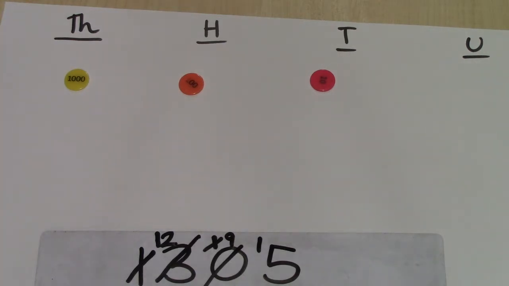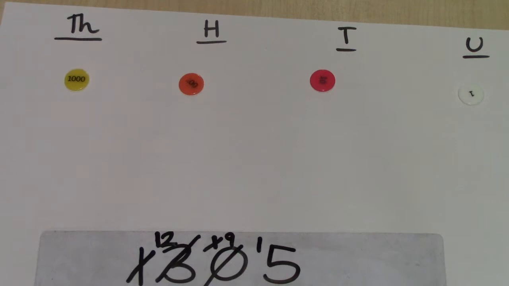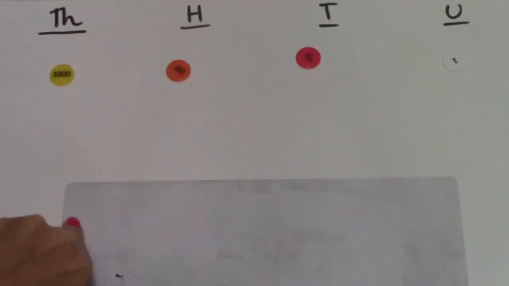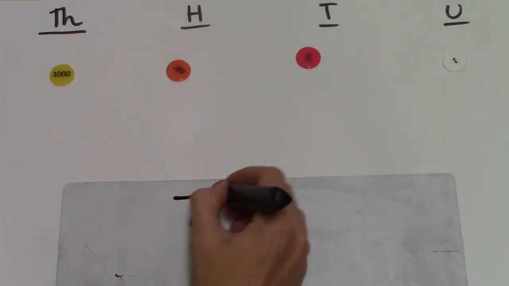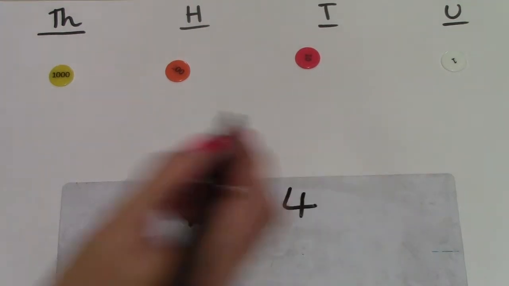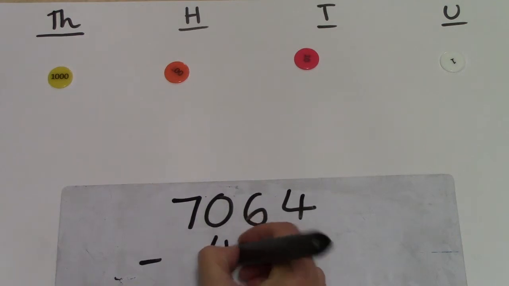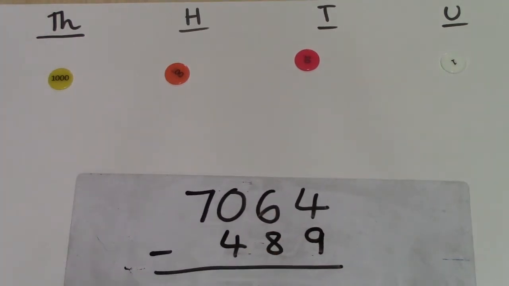Okay, so let's see how we can use these to support us now. As you can see, it takes up a lot less space. It's a lot easier for the children to use these resources. Okay, so let's think about a number like 7,064, and we're going to take away 489.